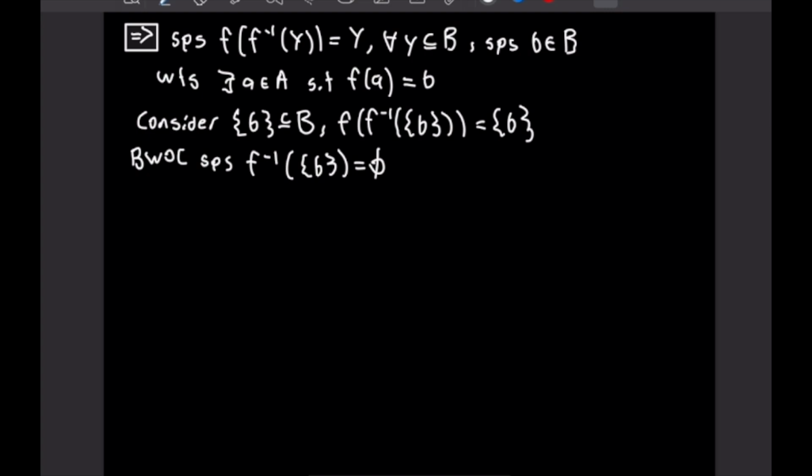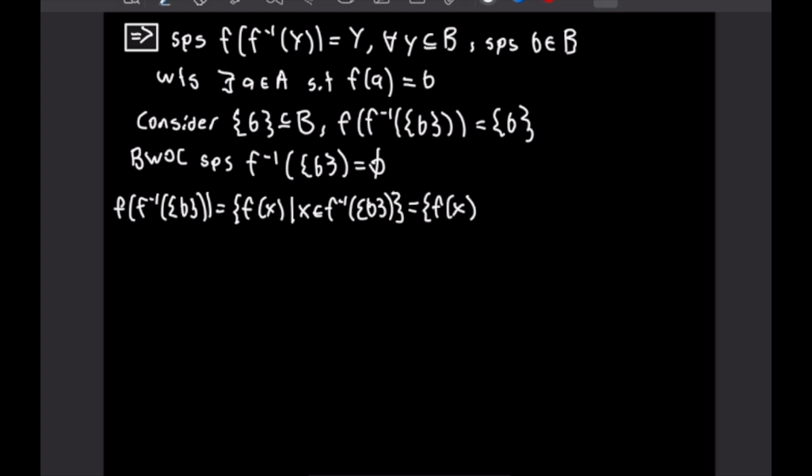So now we're going to break that down a little bit. That means that the image of the pre-image of our singleton {b} is defined in the following way. We have f of x such that x is in the pre-image of our singleton {b} will be the definition of the image of that pre-image. But now we can use our definition of this being equal to the empty set. That means that we have f of x such that x is in the empty set, because we've defined this pre-image of the singleton {b} to be the empty set, which is of course equal to the empty set.